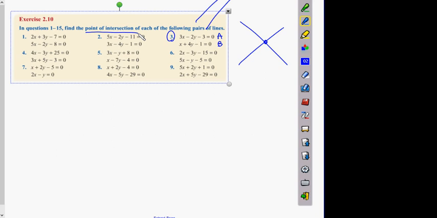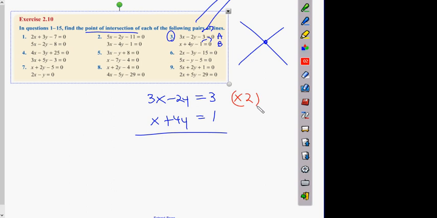It's simultaneous equations. So bring the 3 to the other side, bring the 1 to the other side. You get 3x minus 2y equals 3, x plus 4y equals 1. Now, does anybody remember how to do simultaneous equations? Multiply the top one by 2. Okay guys, top one by 2.